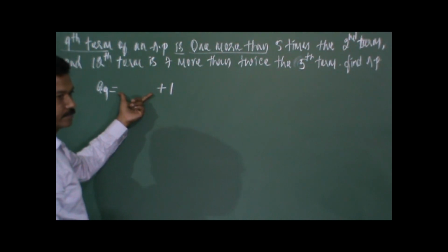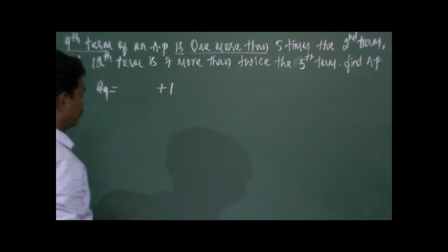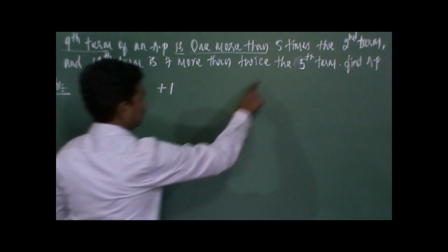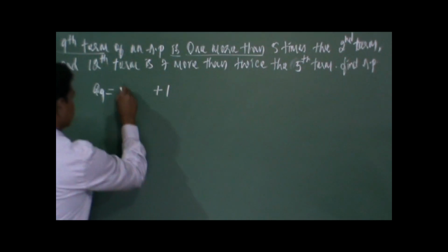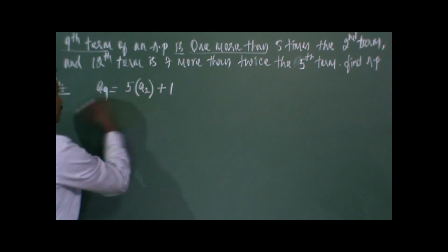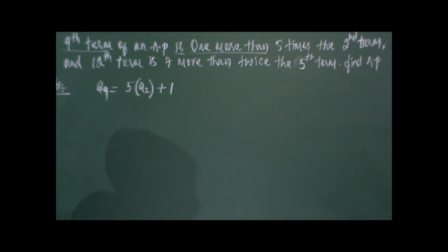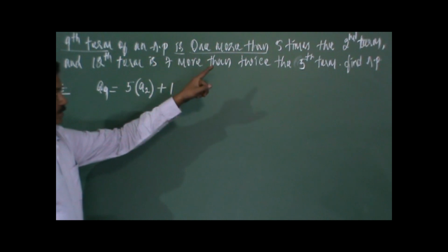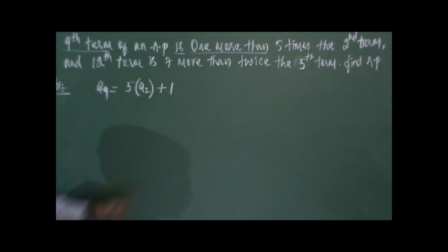I am going to write it here now. If you go in this way, it will be easy for you. So 1 more than 5 times the second term. 5 times, in the sense it is multiplication, 5 times the second term. This is how to write the condition. So it's very easy. I'll read this out: ninth term of an AP is 1 more than 5 times the second term. So we have to reconvert that condition into a mathematical statement.